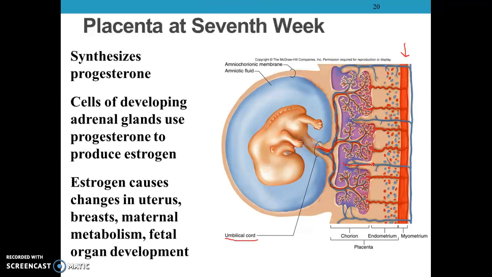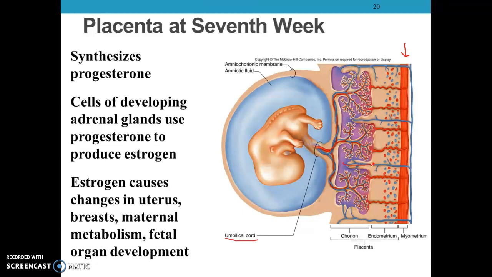But now that is not functioning as much anymore. The corpus luteum is not functioning. It's not releasing those hormones. So the placenta has started releasing hormones. The placenta synthesizes progesterone. The cells of the developing adrenal glands use progesterone to produce estrogen. So the adrenal glands have just started to form, and that progesterone is going to get transformed into estrogen.